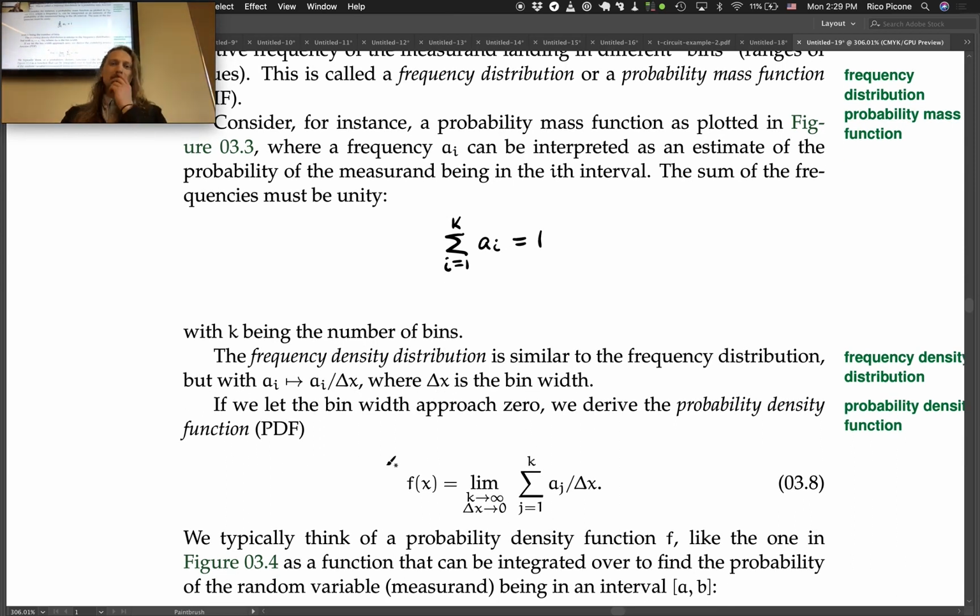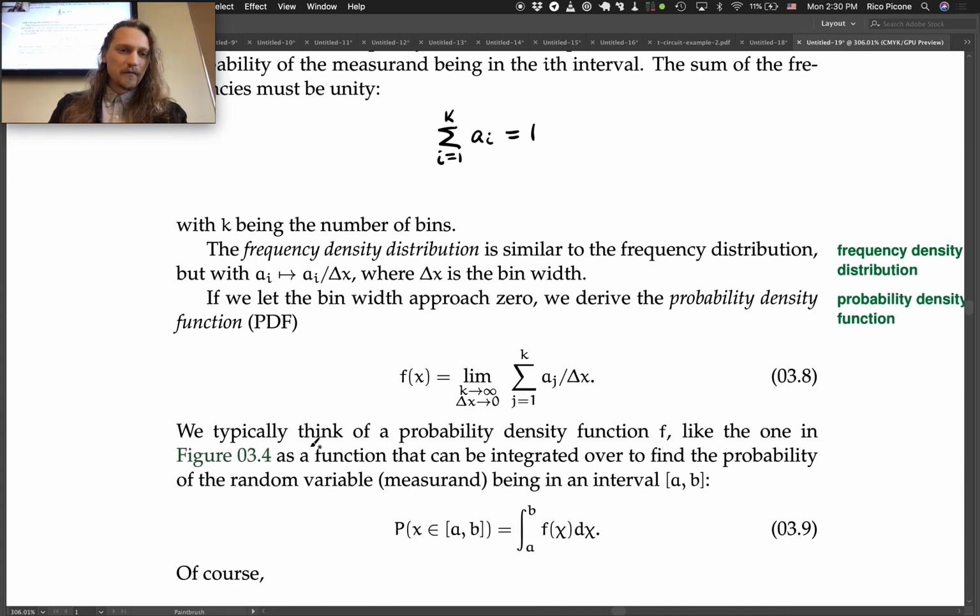The frequency density distribution is similar to the frequency distribution, but with a_i being mapped to a_i divided by delta x, the width of the bin. In this case, typically you would take your bins to have fixed width, so your delta x would always be the same. If you wanted to get wild, you could have variable width bins. Might give you some issues.